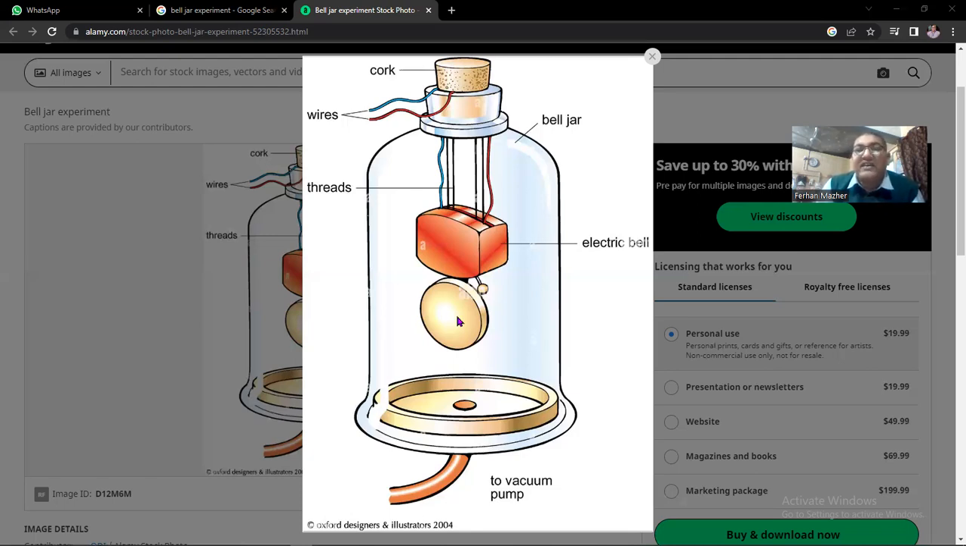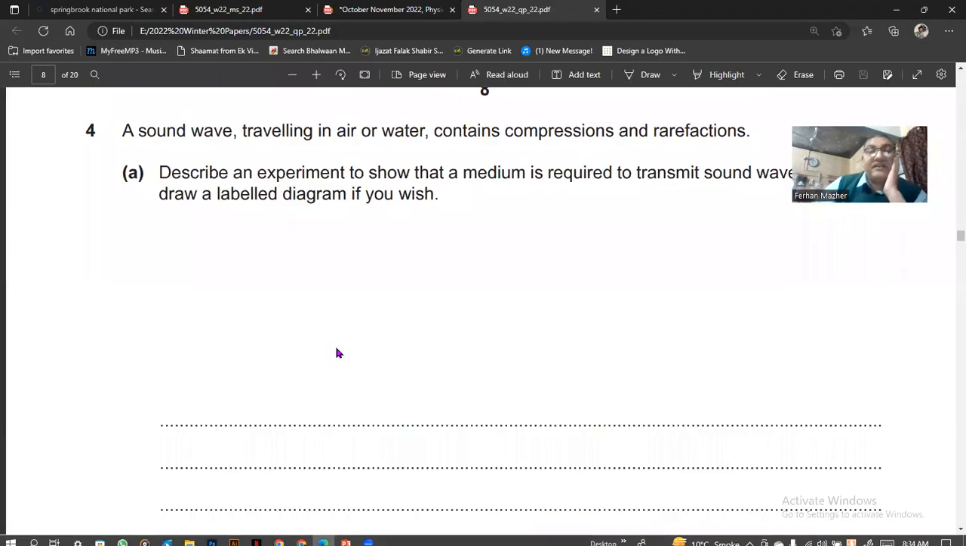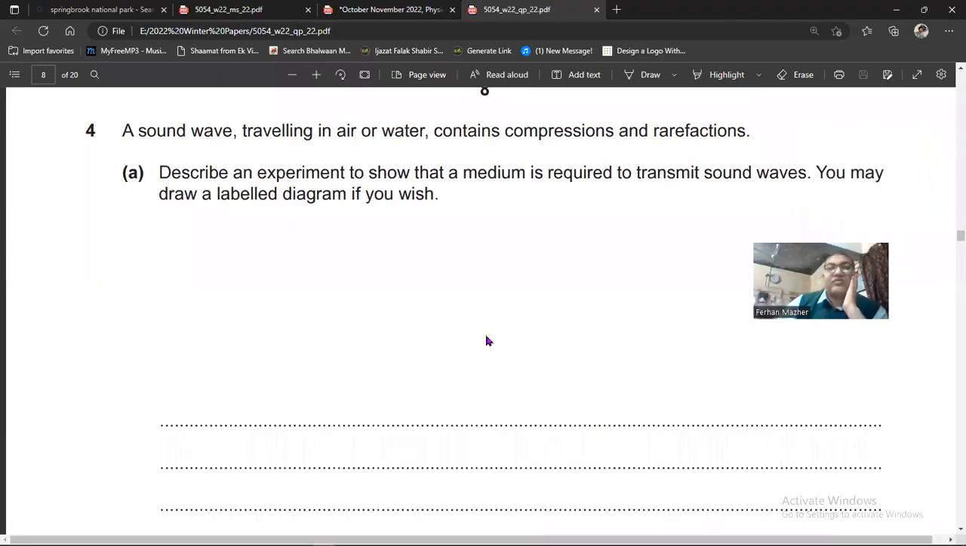So when all the air from this bell jar is sucked out and there is no air around this electric bell in the bell jar, you will see the hammer striking the gong, but you will not hear any sound, because sound needs a medium to travel. So if there is no medium around it, the sound waves, which are longitudinal waves, cannot travel. So this is our experiment which you can do. I have written this. So this is a 3 marks question.